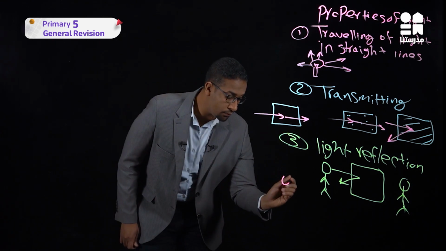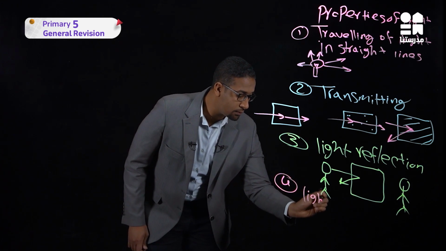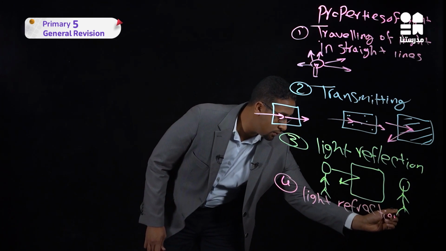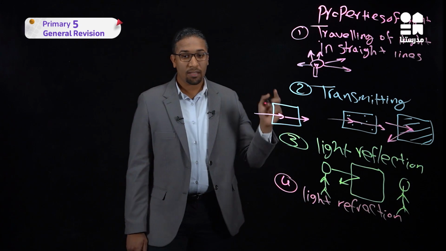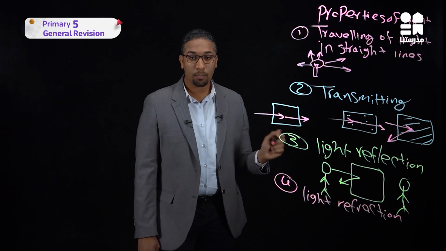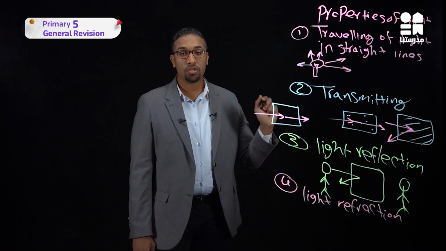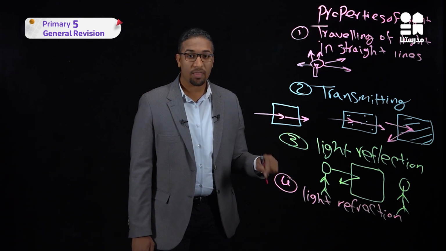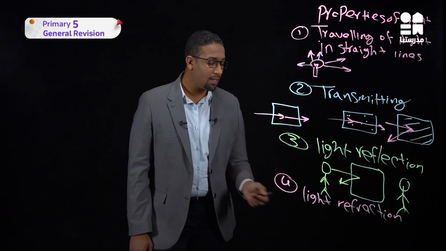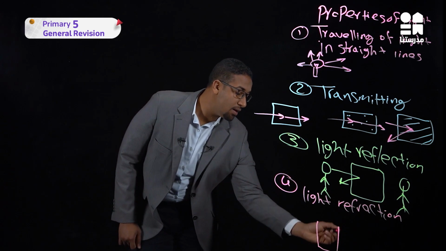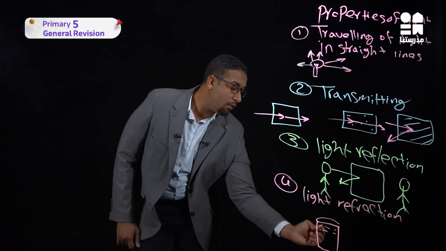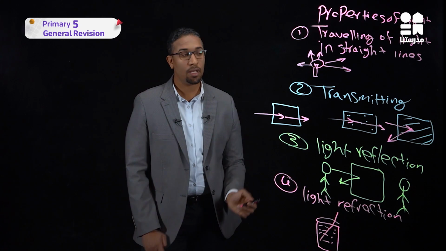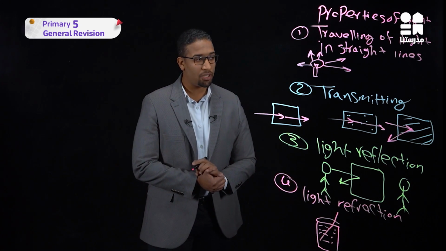Number 4, light refraction. Light refraction, when light passes through 2 transparent media, it will refract, meaning it changes its direction due to the difference between the speed of light in air and the speed of light in the other medium, we can say in water. So if we have here a cup filled with water, and when we put a stick or spoon, it will seem broken. That's why, because of light refraction.